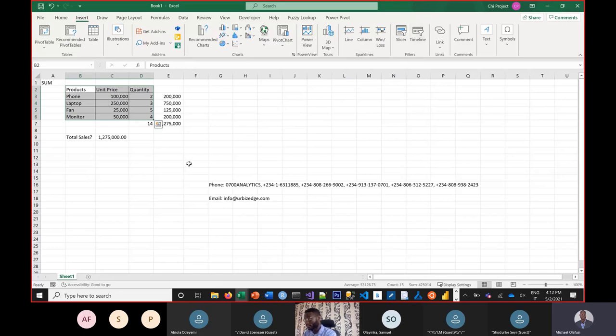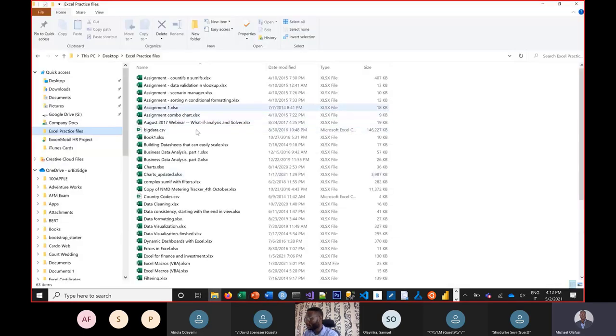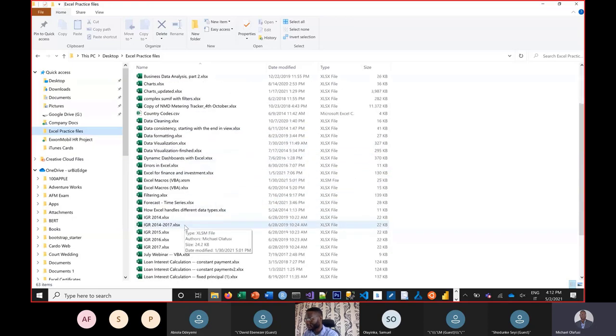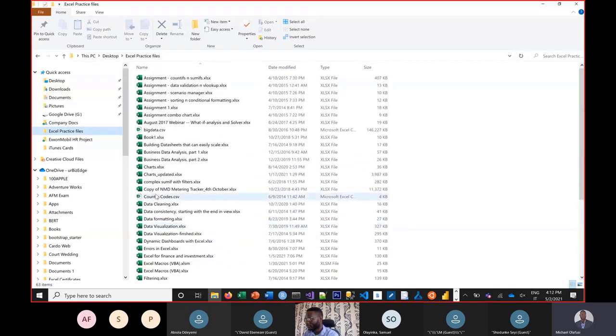Let's go at them one by one. I have a practice file that will make me able to go a bit faster, otherwise I will struggle to cover everything. So I have two actually. Let me open the two.